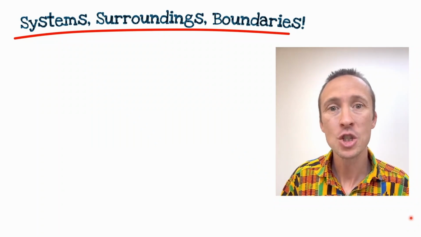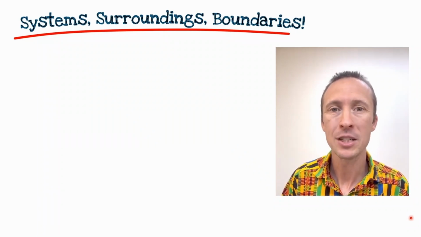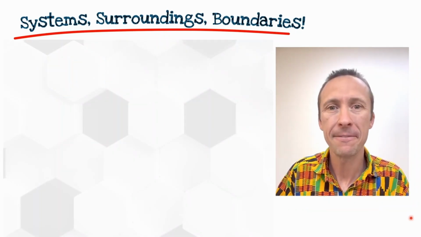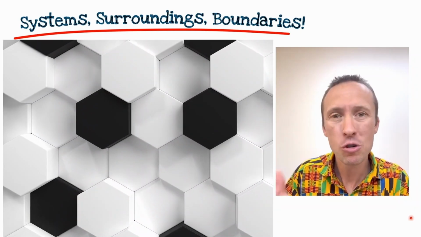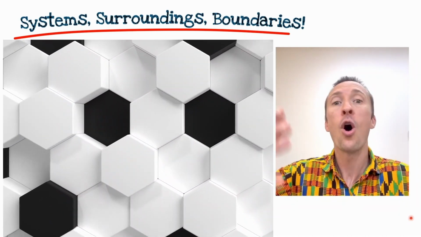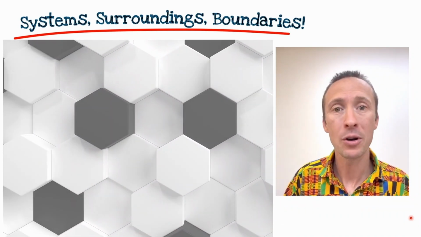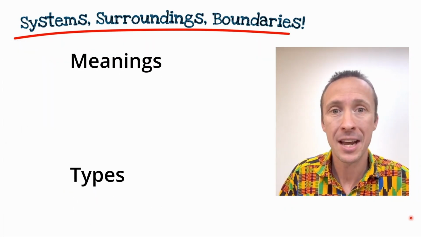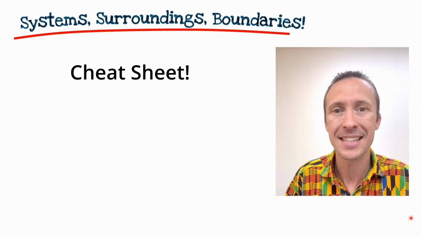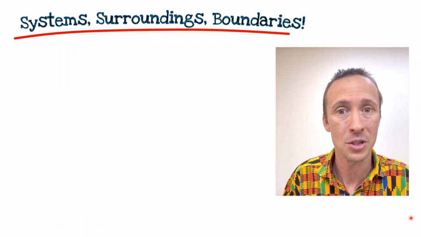Hello, everybody. It's super important in thermodynamics to be able to precisely define our systems, surroundings, and boundaries. It's crucial in order to understand all of thermodynamics. And we're going to dive deep into what those are, their meanings, the various types, and I've got a cheat sheet list at the end that you can use for your course as well.